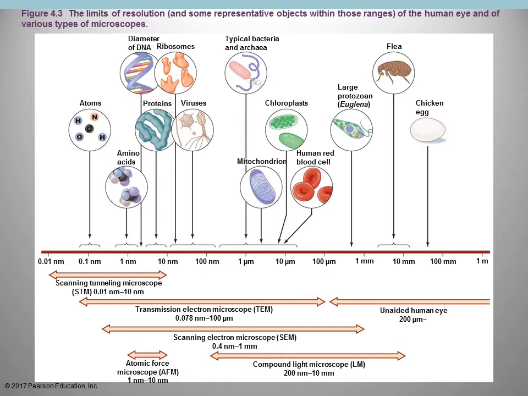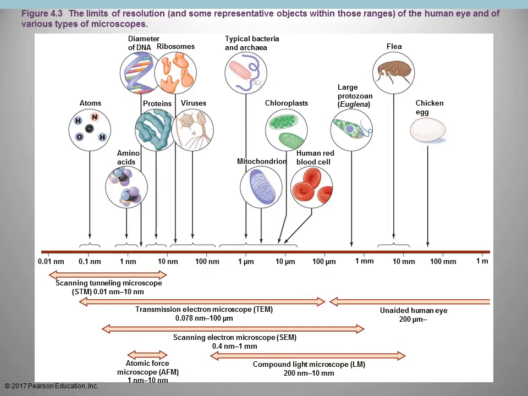Now, with the naked eye, or the unaided eye, some cells you can see, like a chicken egg, that is considered a cell. So you can certainly see that. You can see things like ticks and fleas. Large protozoans you would be able to see. As you move increasingly smaller, then you get into the range where you would be using a light microscope, which we abbreviate LM. It basically allows you to see things within the range of 200 nanometers to 10 millimeters.